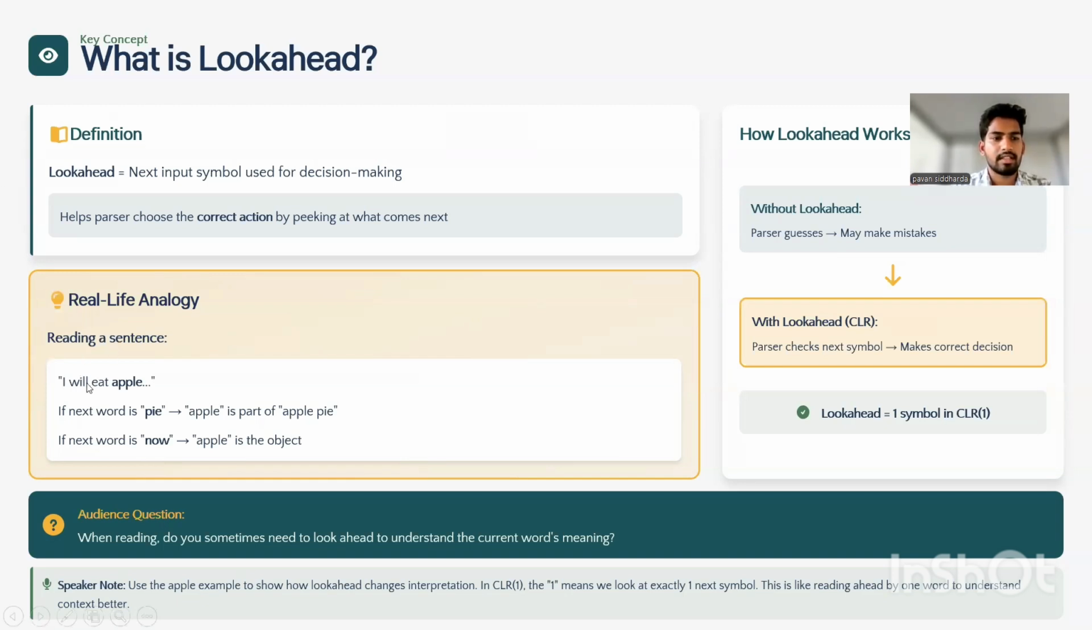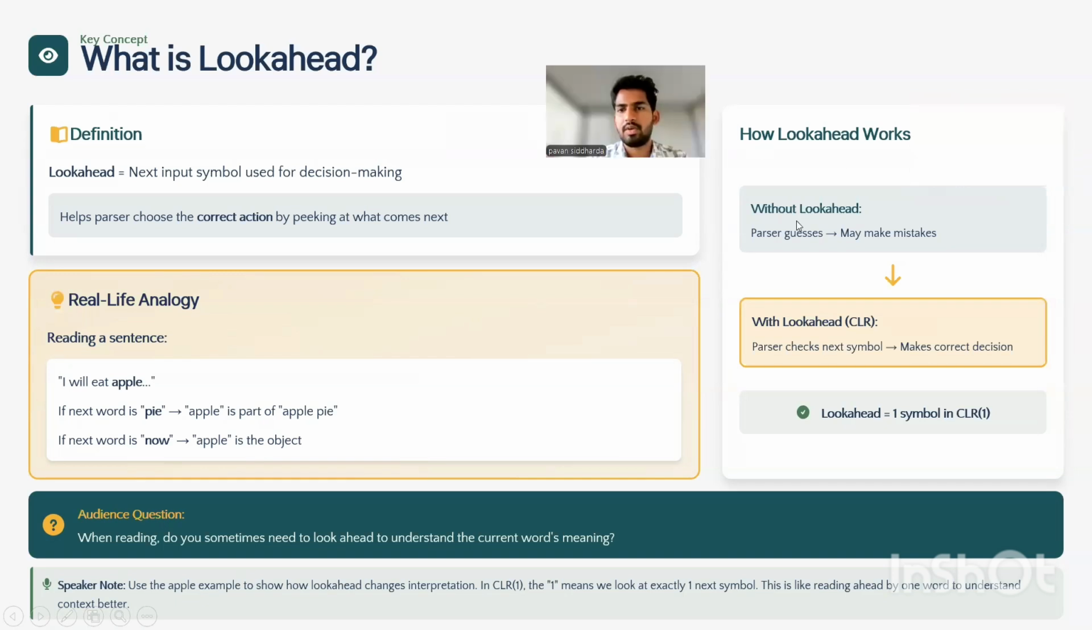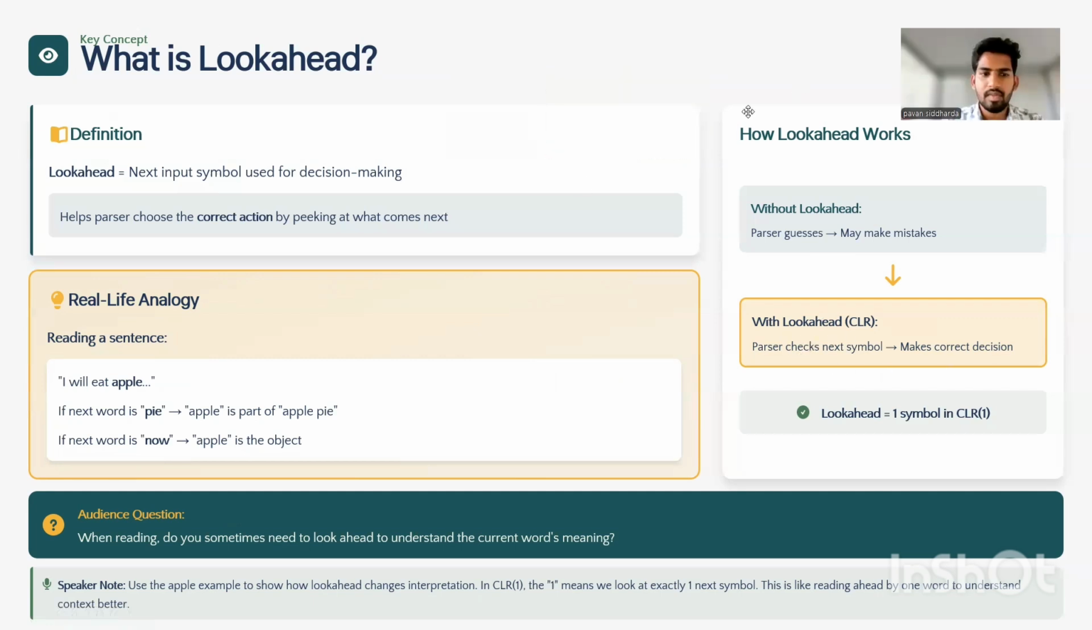You can see here, reading "I will eat apple". If the next word is "pie", apple is part of apple pie. If the next word is "now", apple is an object. So we can see the decision is made by the next input here. You can see how the lookahead works. Without lookahead, the parser guesses and makes many mistakes. With lookahead, the parser checks the next symbol and makes decisions. So lookahead is very important. That's why CLR is very powerful, by using the lookahead.